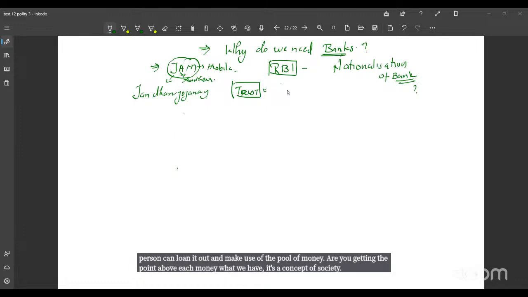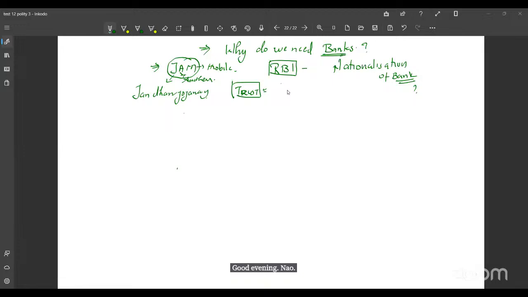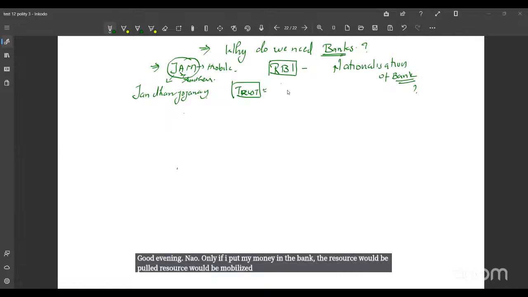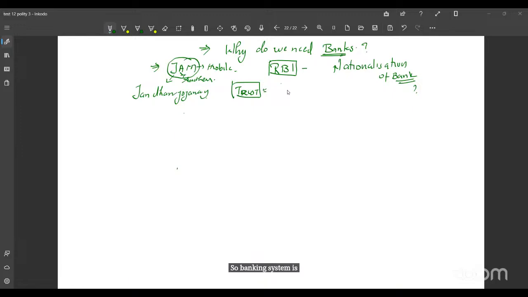புரியுதுங்களா? So only if I put my money in the bank, the resource would be pooled, the resource would be mobilized. Otherwise, the economy will not have enough resources for investment. No development will happen. So the banking system is the core or the basis of development. It is the basis of resource mobilization.